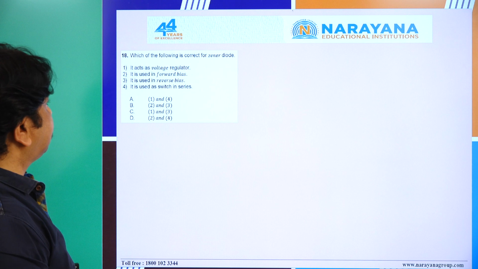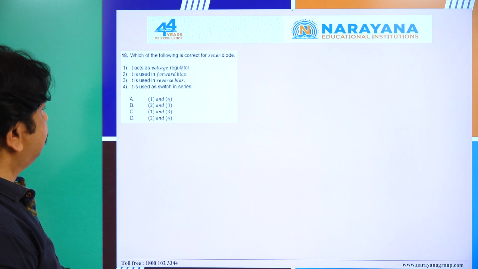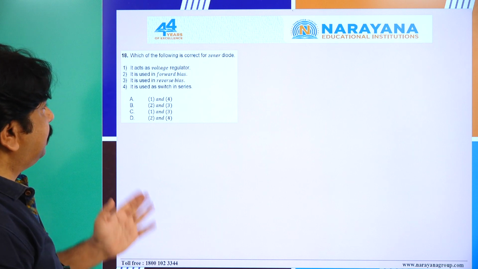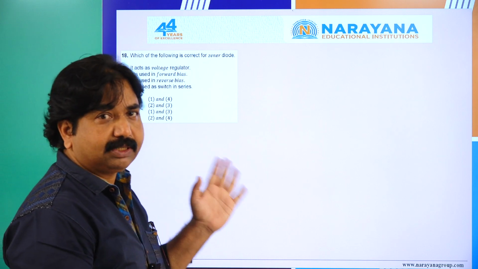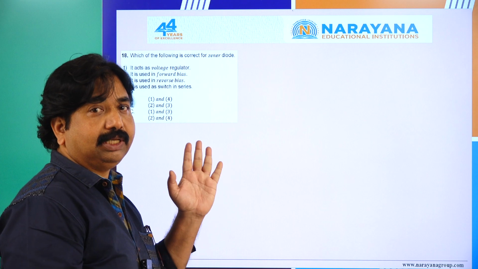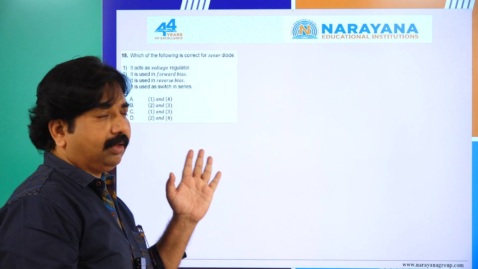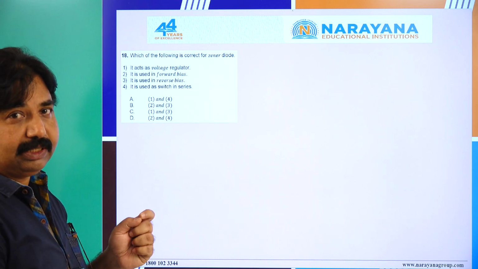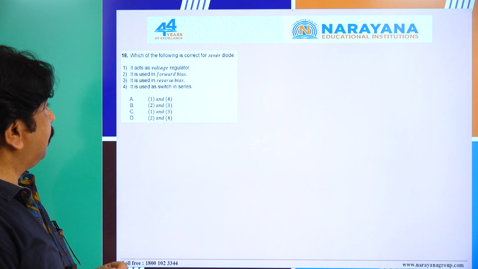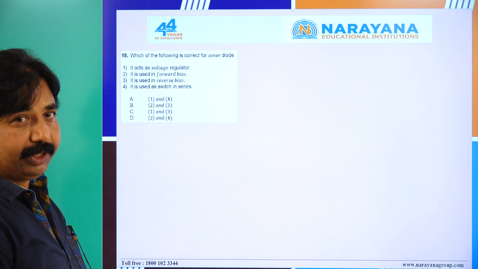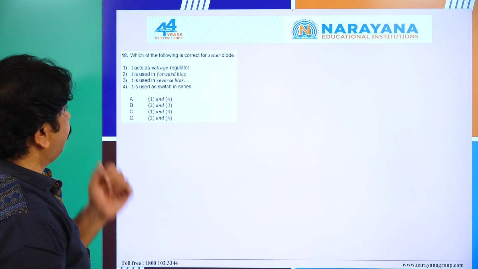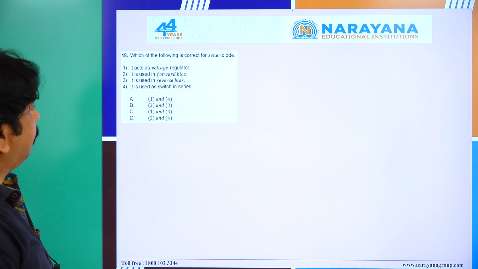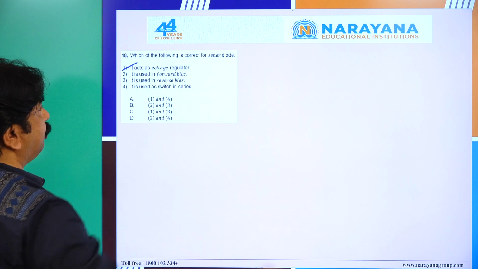Which of the following is correct for Zener diode? Actually, it seems to be a direct theoretical question only. Zener diode always works on the Zener voltage concept only. We get the Zener voltage particularly in reverse bias only. So look at the options. It acts as a voltage regulator. It always acts as a voltage regulator only.